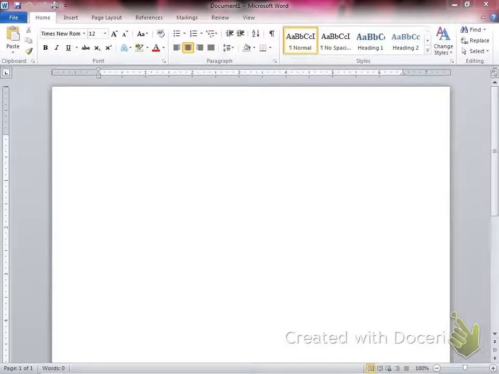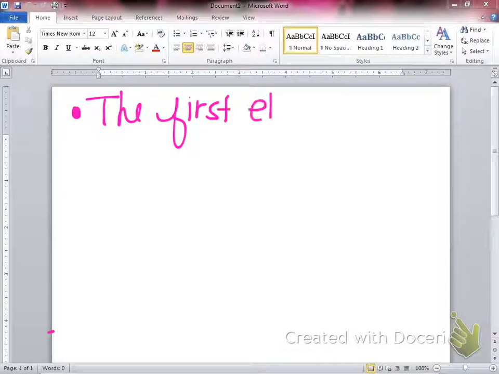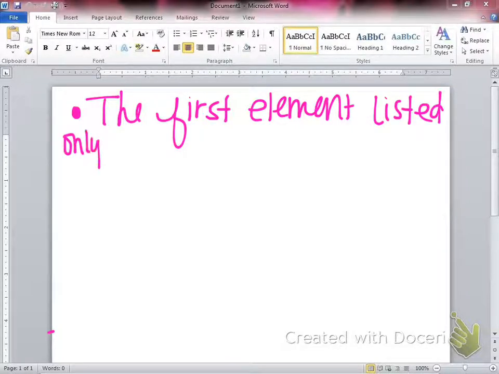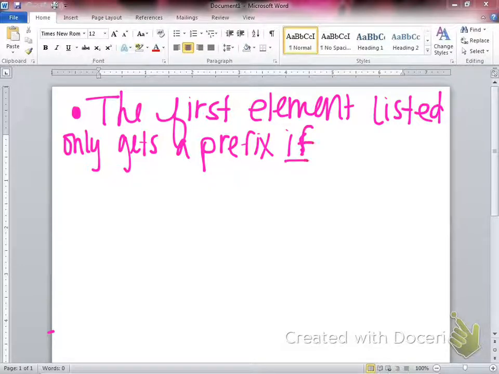Okay, rule number 2. Sorry, I lost my rule number 1 for some reason. But the second rule here is that the first element only gets a prefix if there's more than 1. Okay? So the first element listed only gets a prefix if there is more than 1.